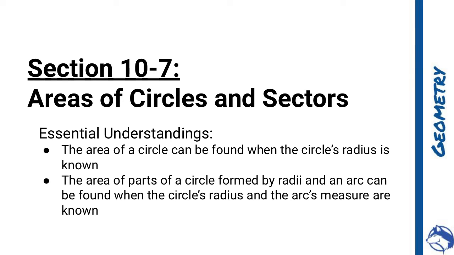Okay, so we have section 10.7, areas of circles and sectors. So the area of a circle can be found when the unit circle's radius is known. The area of parts of a circle can be formed by radii and an arc and can be found when the circle's radius and the arc's measure are known.